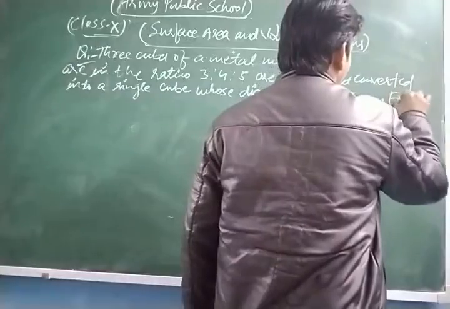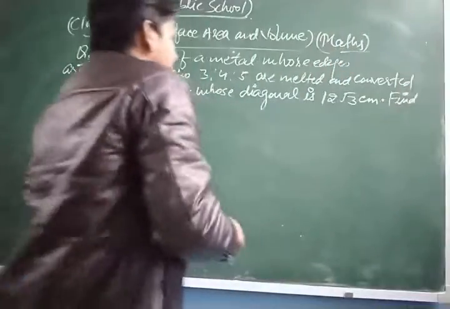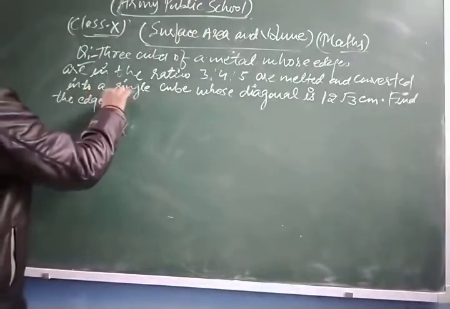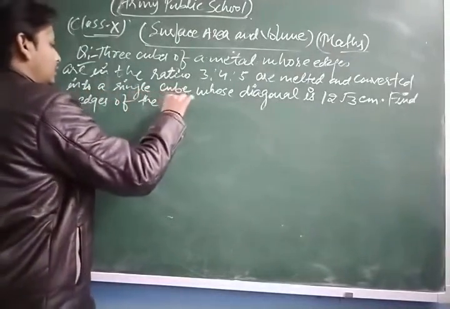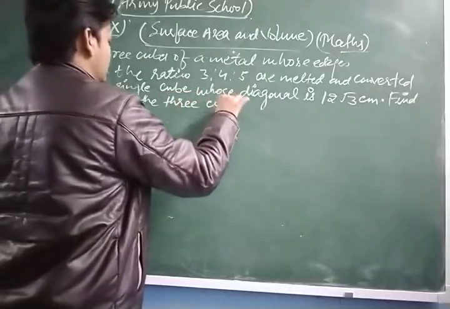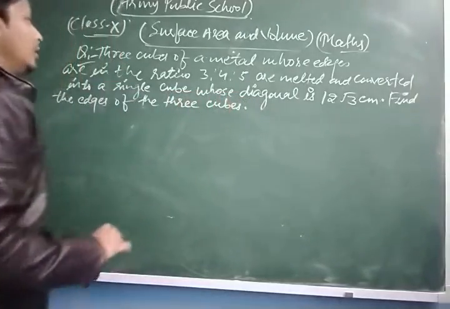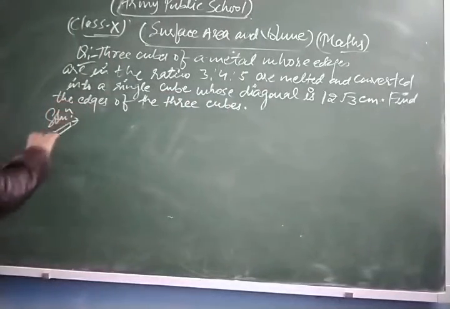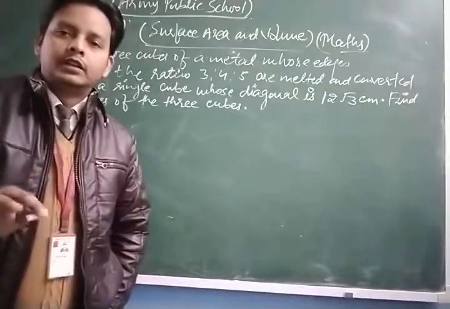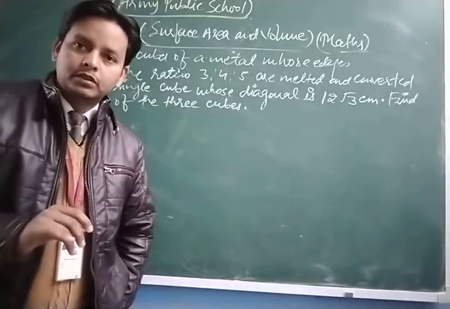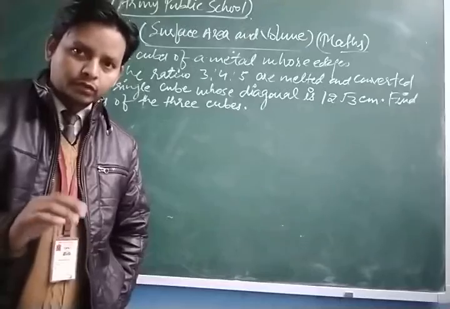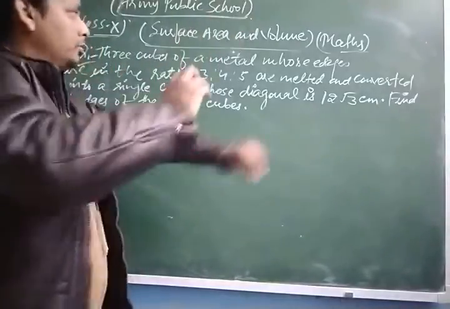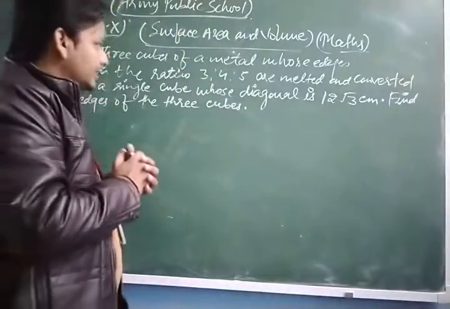Find the edges of the 3 cubes. Now let's see its solution. Dear friend, this is a very important question based on the conversion of solids. Let's see what is the process to solve that type of question. Here, 3 cubes of a metal whose edges are in a given ratio.